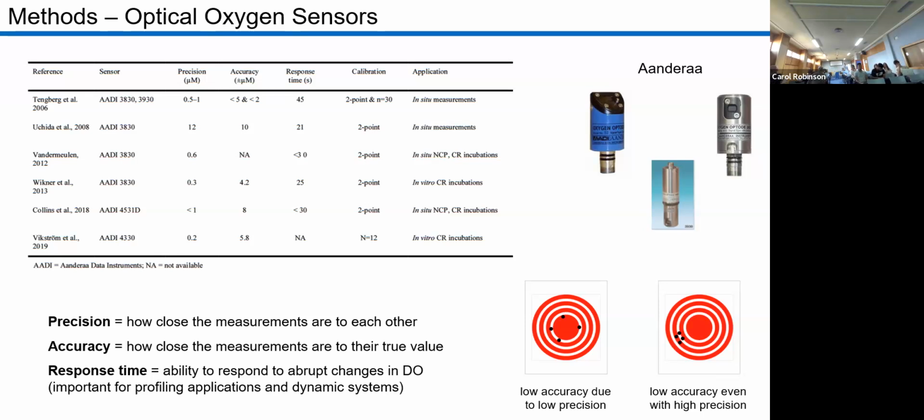And the last parameter that can be important, especially for profiling applications and when you want to do some measurements in dynamic systems, is the response time, which is the ability to respond to changes in dissolved oxygen concentration. And this parameter, the response time, will mainly depend on temperature and on the foil characteristics of your optode.